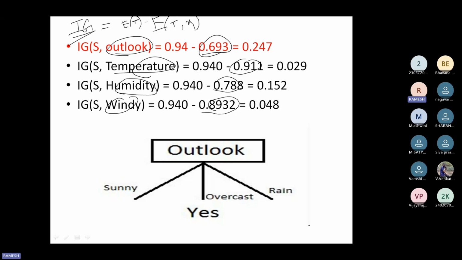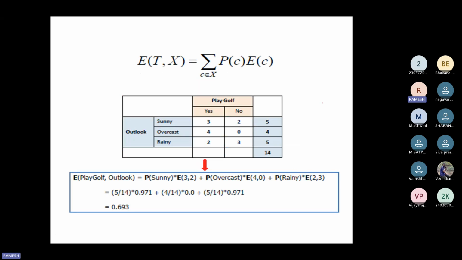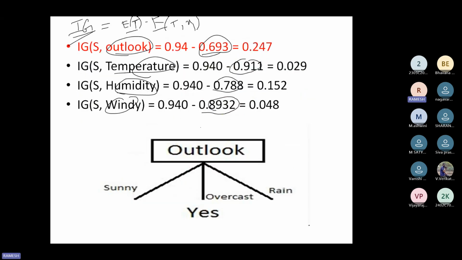Entropy of target with respect to individual features. The entropy of the target variable we already calculated. It is 0.94. That is common, the target variable is common. It's the entropy of the target variable.